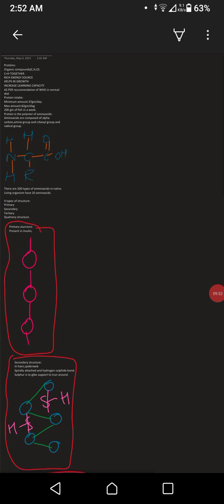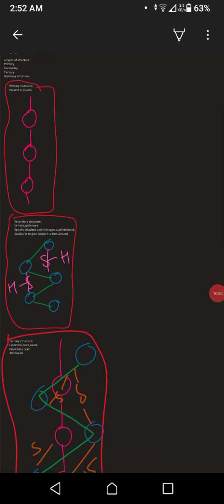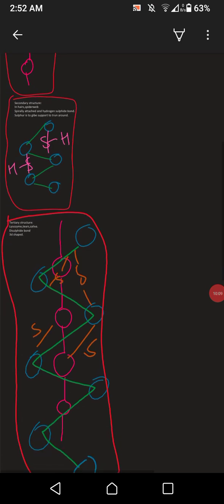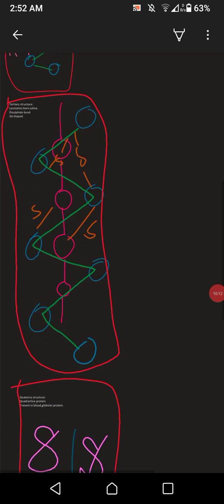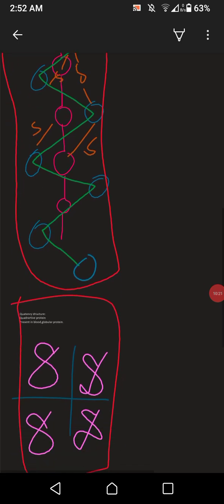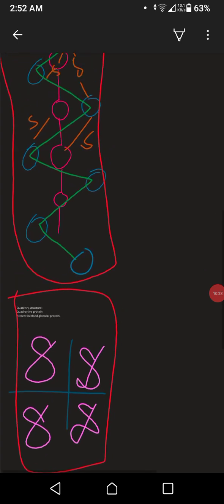So we have recalled the structure of the amino acid. Then the structures of proteins: the first one is the primary structure that is found in insulin. Then secondary that is found in hairs and spider web and has hydrogen sulfide bonds between them. Then tertiary structure that is found in lysozyme, tears and saliva, and it is 3D shaped and has disulfide bonds. And the last but not the least, the quaternary structure, known as quaternary protein, found in blood, which is a globular protein.